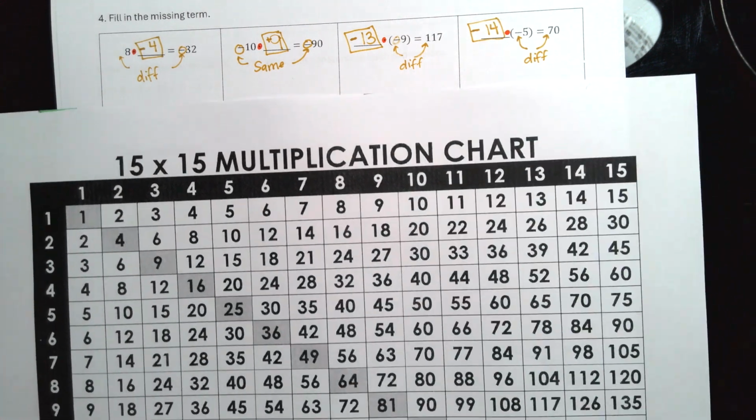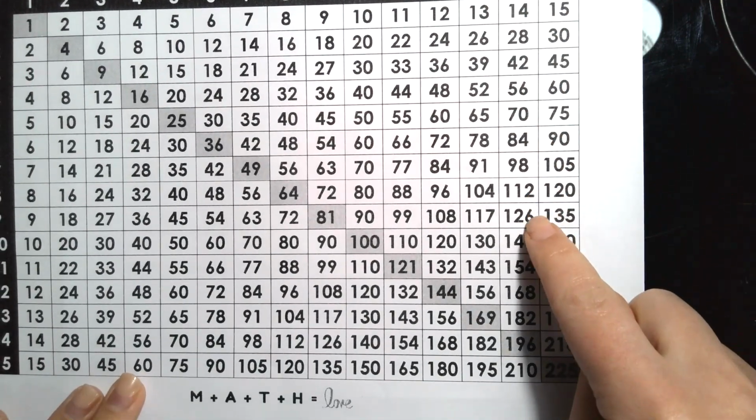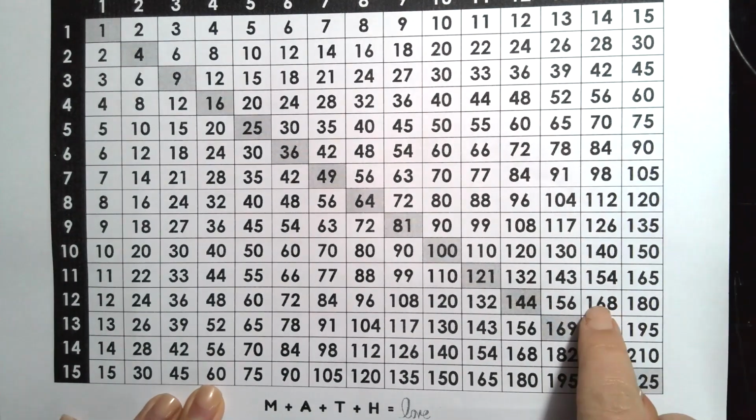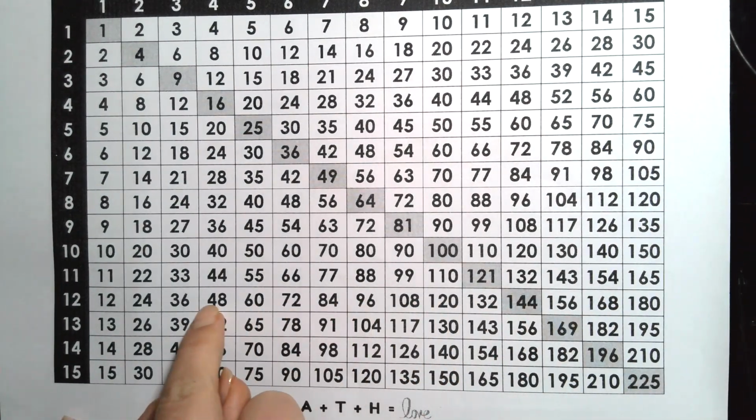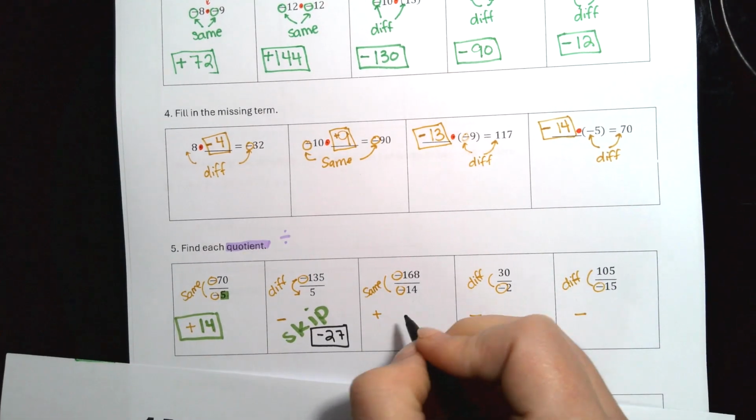14 and 168. So here's 14, and I'm looking for 168. 168, here we go. Drag your finger all the way across, and we get 12. Positive 12.